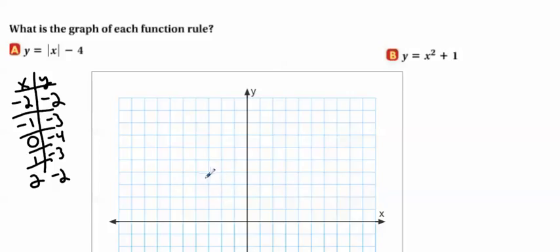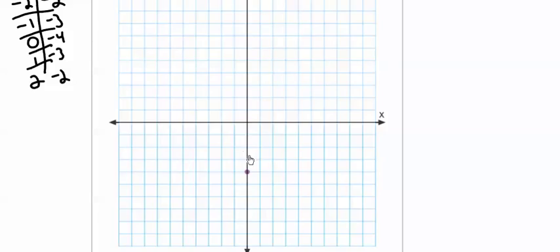Okay, now with this one, if you're going to graph it, you go 0, negative 4, and I'm going to go over to negative 1, negative 3, 1, 2, 3. And then I'm going to go to 1, negative 3. And then I'm going to go to 2, negative 2, 1, 2. And then over here I'm going to go left 2 and down 2, 1, 2. And so this looks like the letter V, and that's the absolute value.